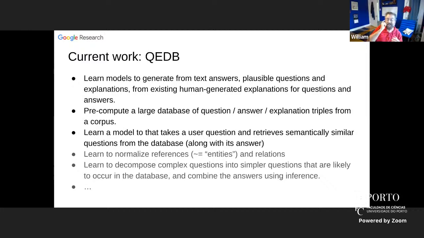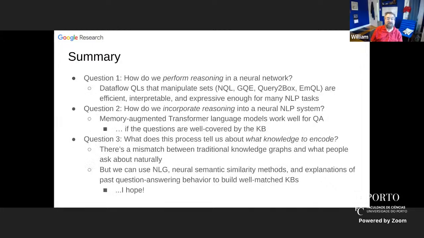And that's future work that we haven't really started yet. So this is kind of where we are right now. And just to summarize the questions I've been trying to answer: first of all, how do we perform reasoning in a neural network?